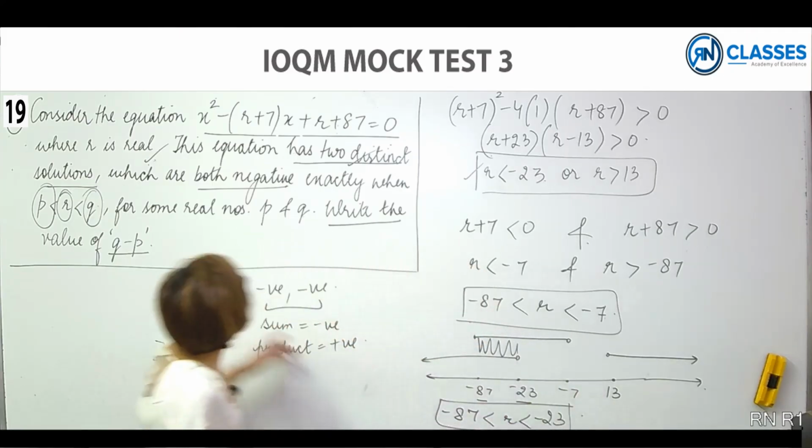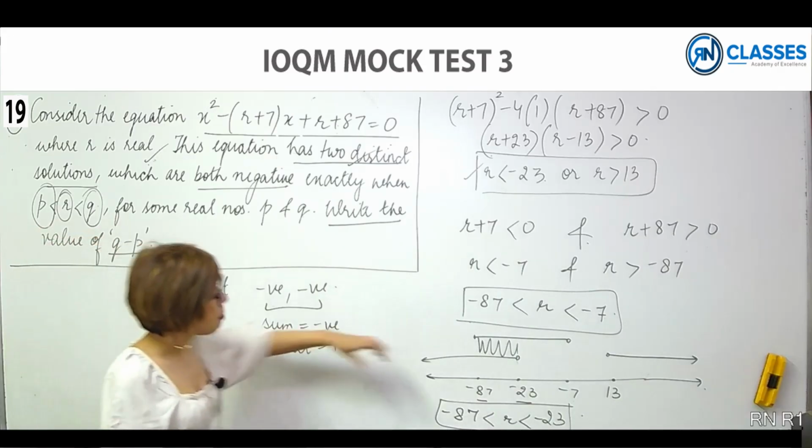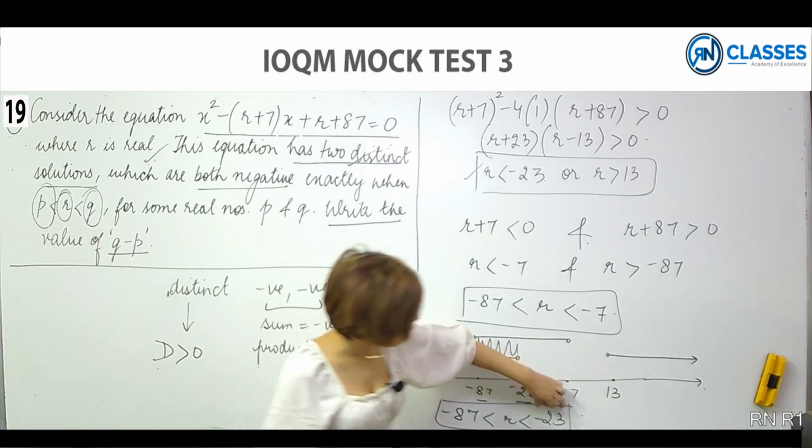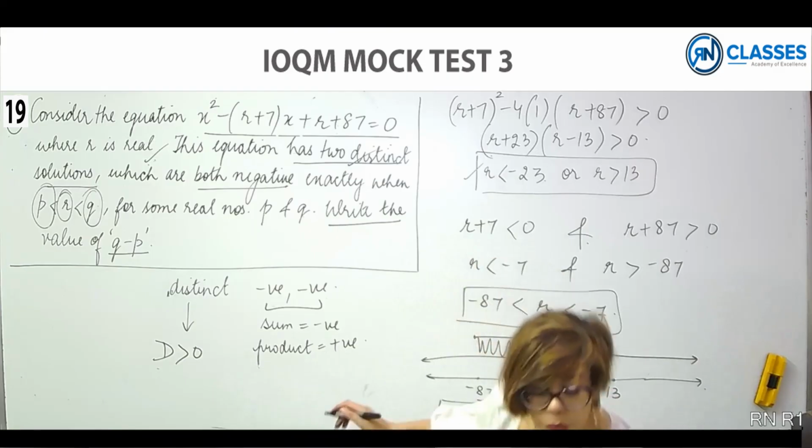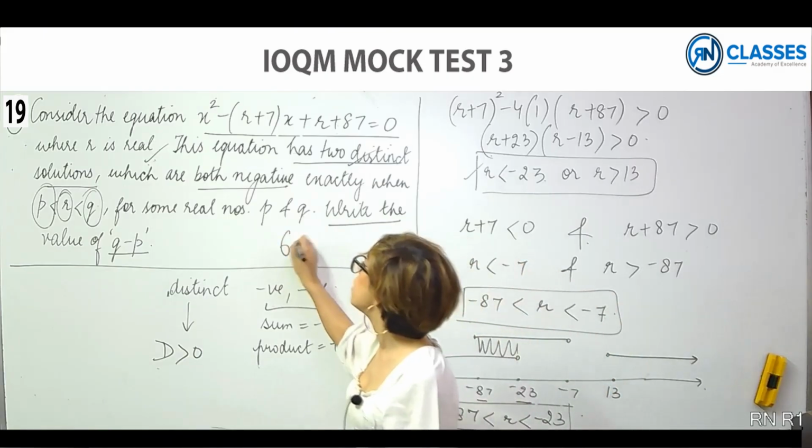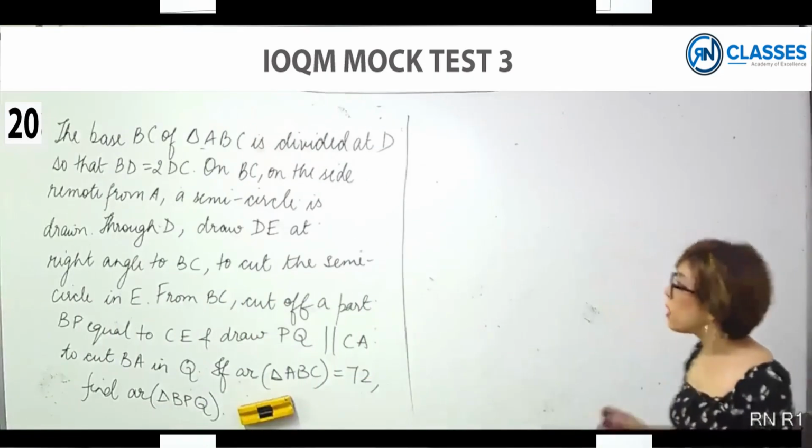Right? Done? Now, my P and Q are fixed. My P is minus 87. My Q is minus 23. Just substitute it and you will get the answer as 64. On to the next one.